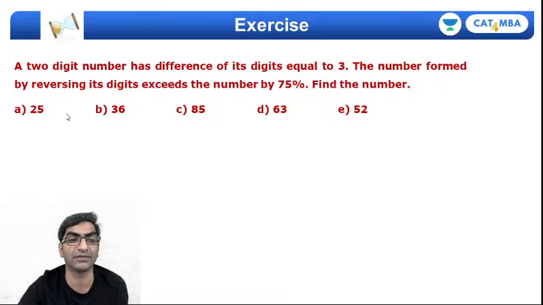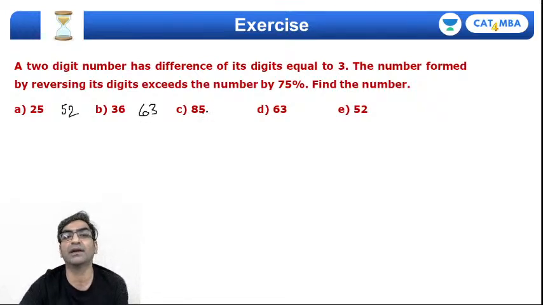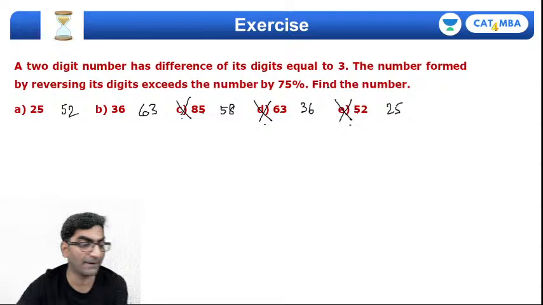Okay, let's try and reverse each of the options. 25 को reverse करेंगे तो 52 बनेगा. बढ़ गया, increase कर गया, हो सकता है. 36 will become 63, ये भी हो सकता है. But 85 will become 58. That decreases, ruled out. 63 similarly will become 36. That's also ruled out. 52 will become 25. That's also ruled out. So C, D and E is straight away out of the window, right? Now I'm left with only A and B.